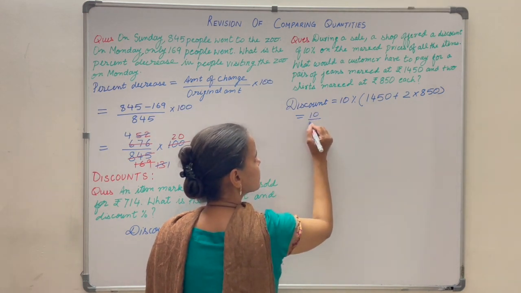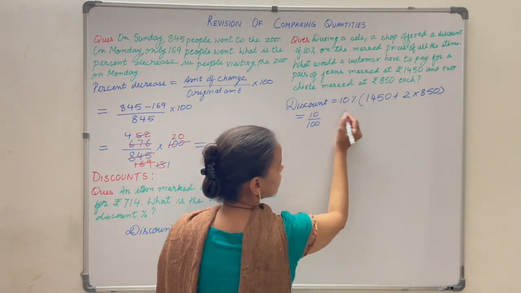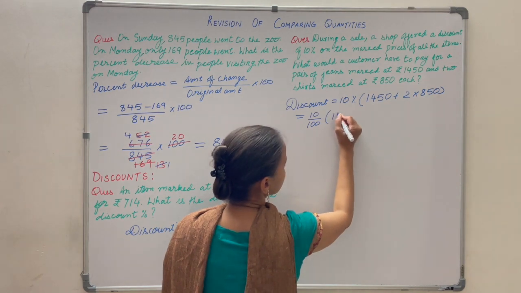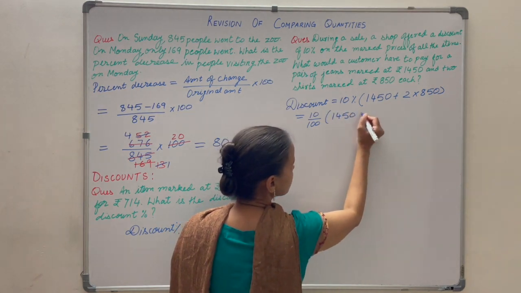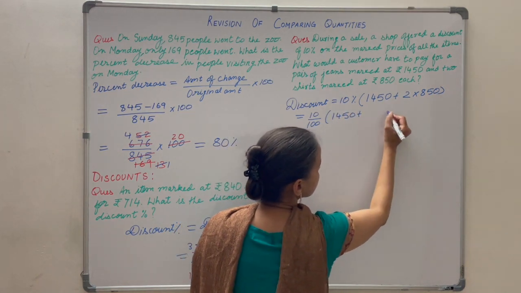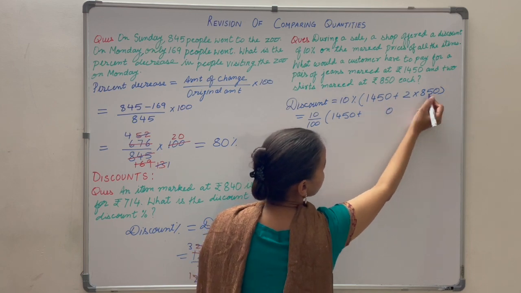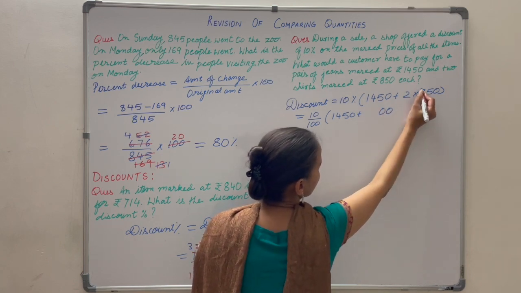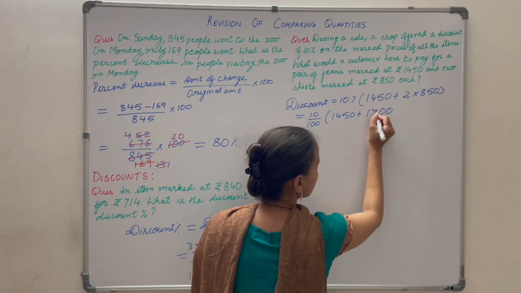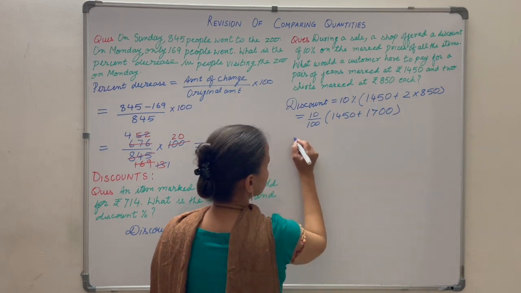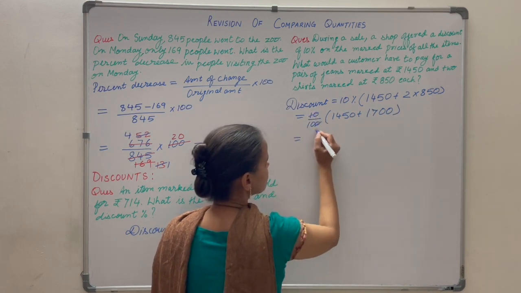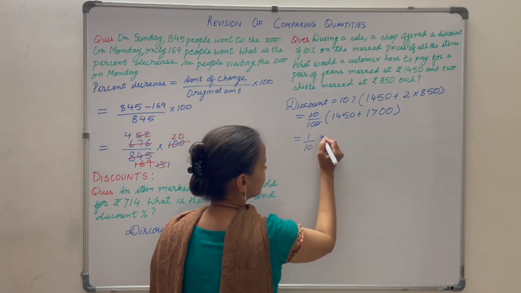So 10% means 10 upon 100. Here in brackets, 1450 plus 2 into 0 is 0. 5 into 2 is 10. Carry over 1, into 2, 2 is 16 and 1 is 17. So now you can cancel the zeros here. So you get here 1 upon 10.